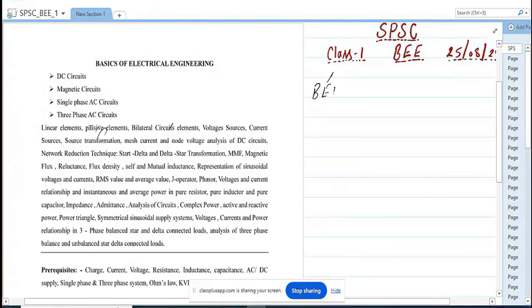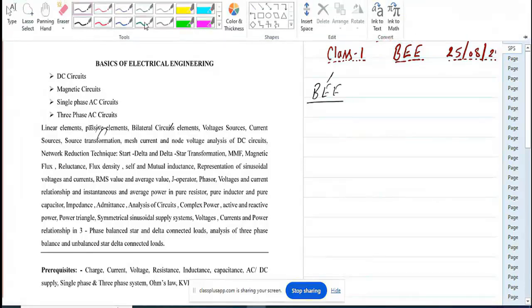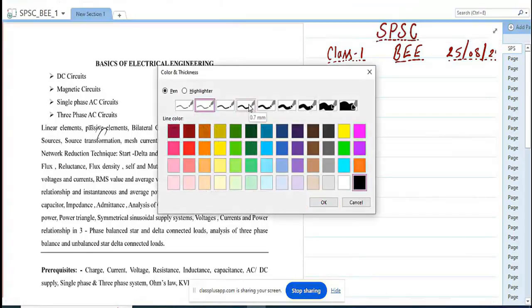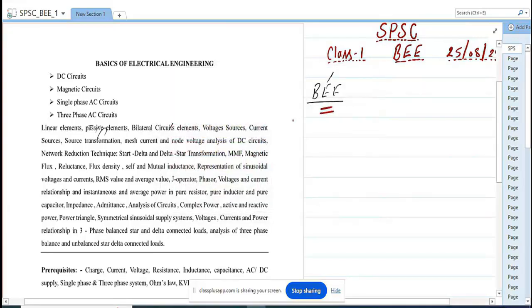So in this course, we will learn about the basics of electrical engineering. We will start from charge, then we will go to voltage, then current, then the properties of the material like R, L, C. We will discuss all these quantities, all these terms, all these parameters in detail. This is our syllabus, and we are bound to discuss within the boundaries of the syllabus only. So this is the syllabus of basic electrical engineering.